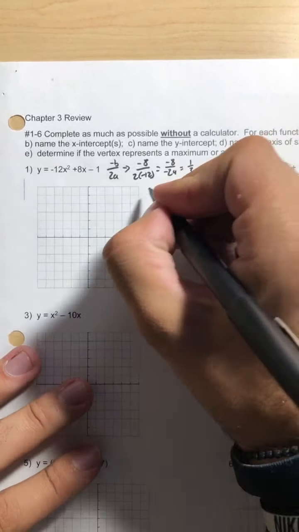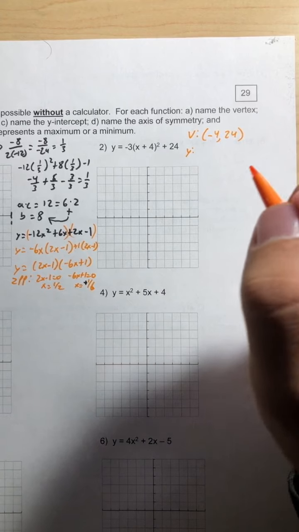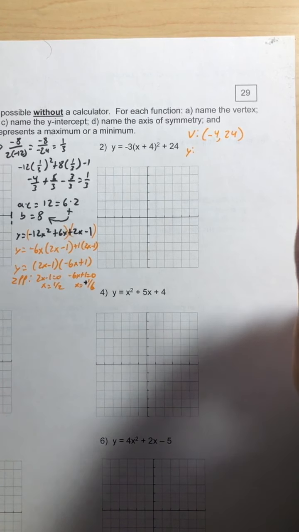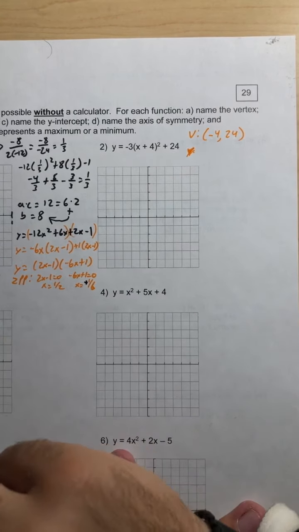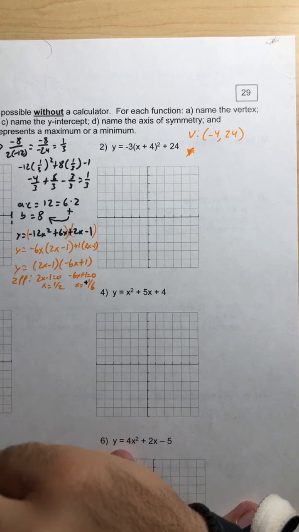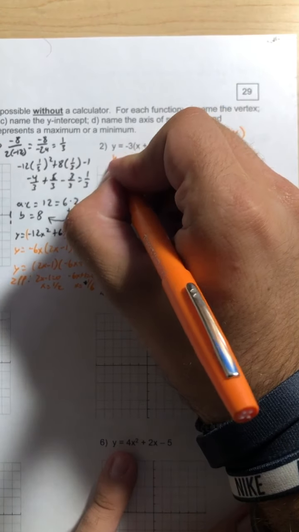Number 2 is in vertex form. So I can easily get my vertex. My vertex is opposite the inside. So -4, 24 is my vertex. Let's see, my y-intercept. We'll actually just convert this to standard form, because I think I'm going to have to get my x-intercept, and I'm going to need it in standard form.